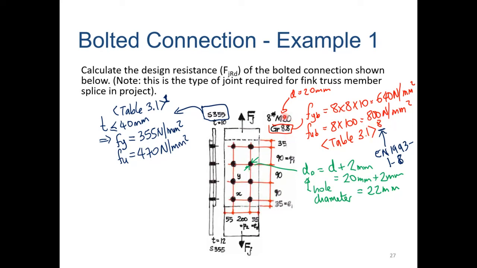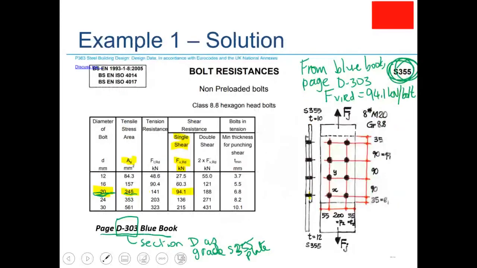They're M20 bolts, so the diameter of the bolt is 20 millimeters. That means the hole diameter that we have to drill in the plate to accommodate the bolt is 2 millimeters bigger, so 20 plus 2 is 22 millimeters. E1 is 35, P1 is 90, P2 is 200, E2 is 55 millimeters. So they're all the dimensions that we needed.